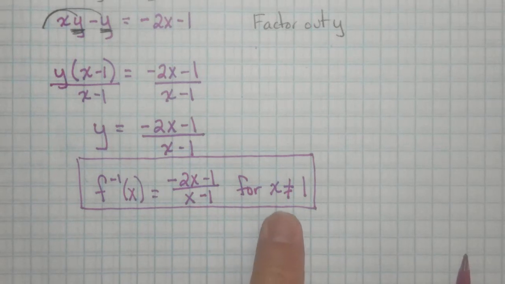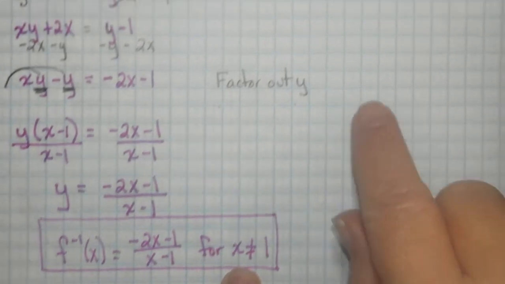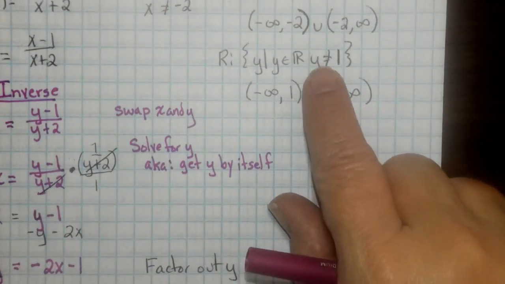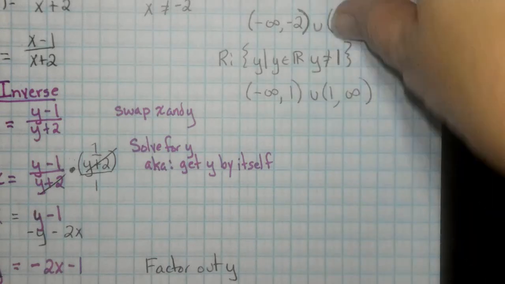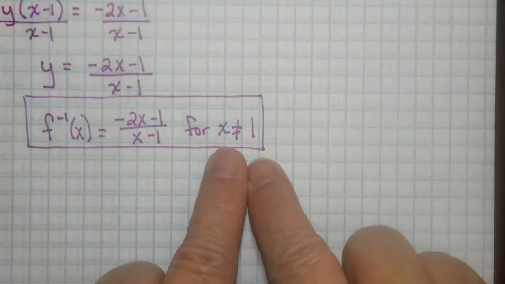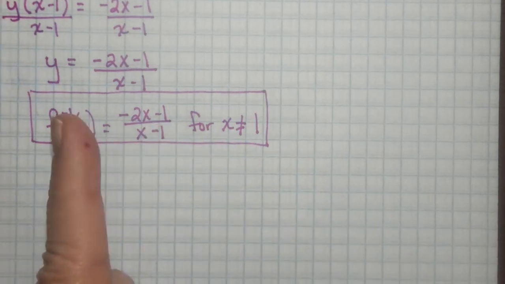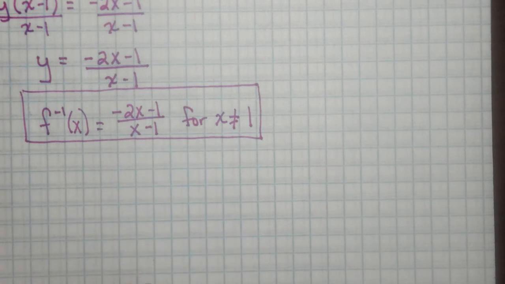Now, look back at this domain restriction compared with our original range. The range y could not be 1. This domain x cannot be 1. Because the range of your original function and the domain of your inverse function are going to be the same.